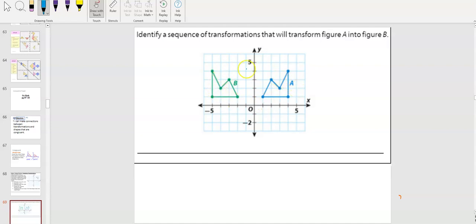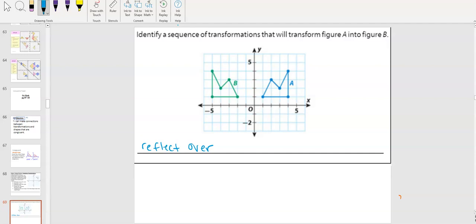So just by looking at them, you can probably tell that they need to be reflected or flipped. That would probably be the first thing I would do. There are multiple ways to do this though. So just because I tell you a way doesn't mean that there's not another way that you could get figure A to be transformed into the same shape and place as figure B. But the first thing that comes to my mind is that they are backwards. They are flipped.